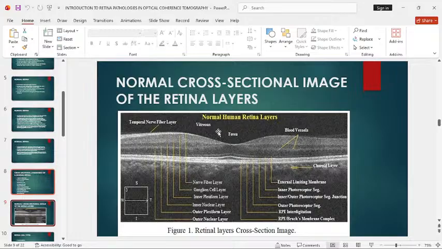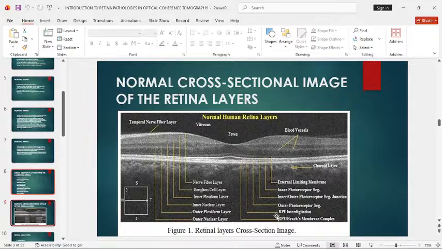Then these black parts here are the vitreous, and then this is the temporal nerve fiber, and this is the nasal nerve fiber. So we can also note the nerve fiber layer, the ganglion cell layer, the inner plexiform layer, the inner nuclear layer, the outer plexiform layer, the outer nuclear layer, the external limiting membrane, the inner and outer photoreceptors, the RPE, and the RPE/Bruch's membrane.